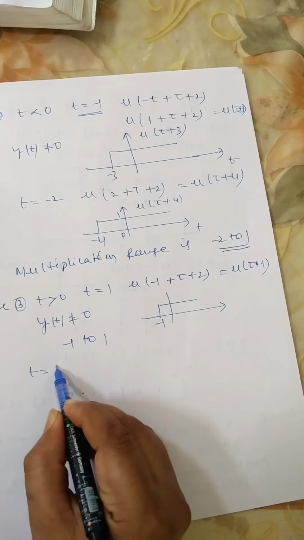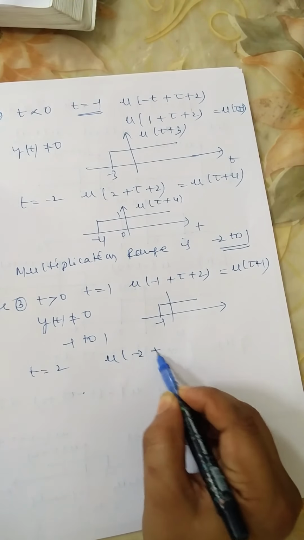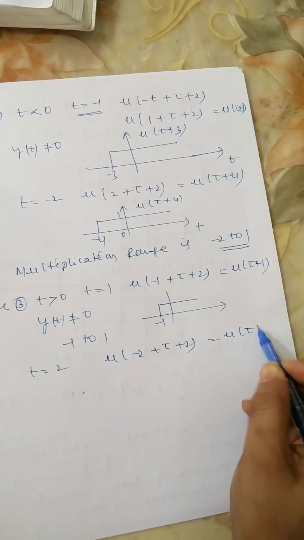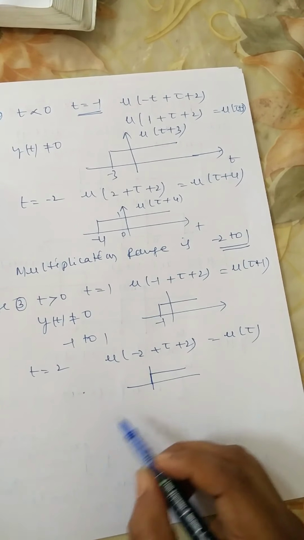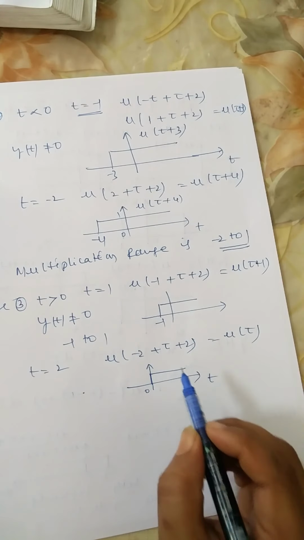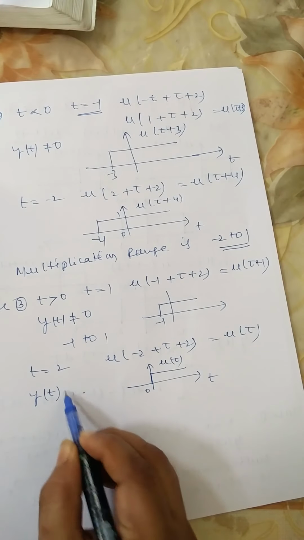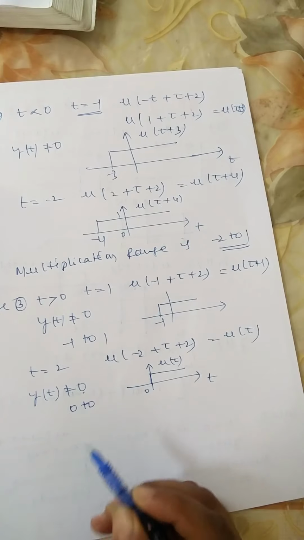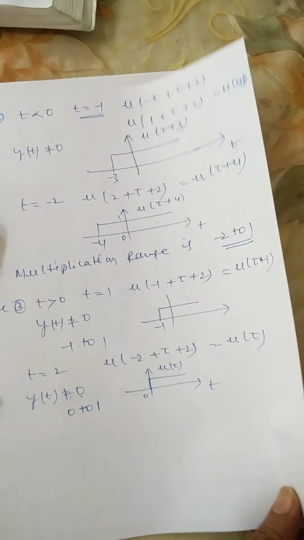Suppose if we take t is equal to 2, then it is u of -2 plus tau plus 2. It will become u of tau. The signal exists from 0 to infinity. Then also output is not equal to 0, but multiplication is possible from 0 to 1, because first signal exists in the range of -2 to +1.